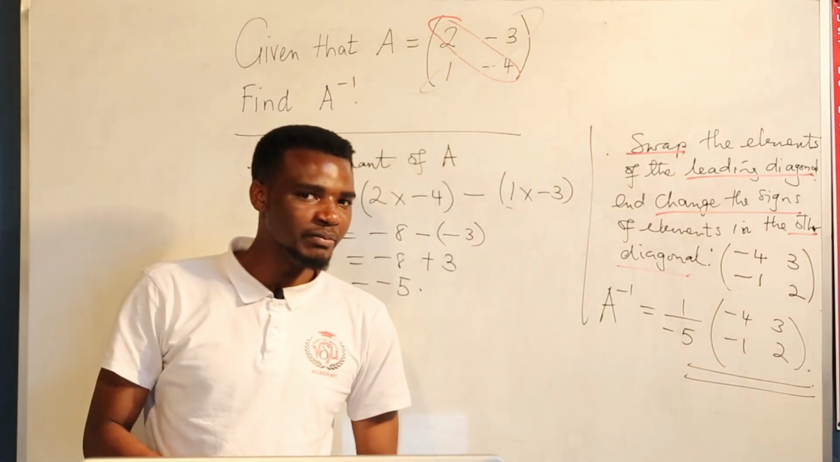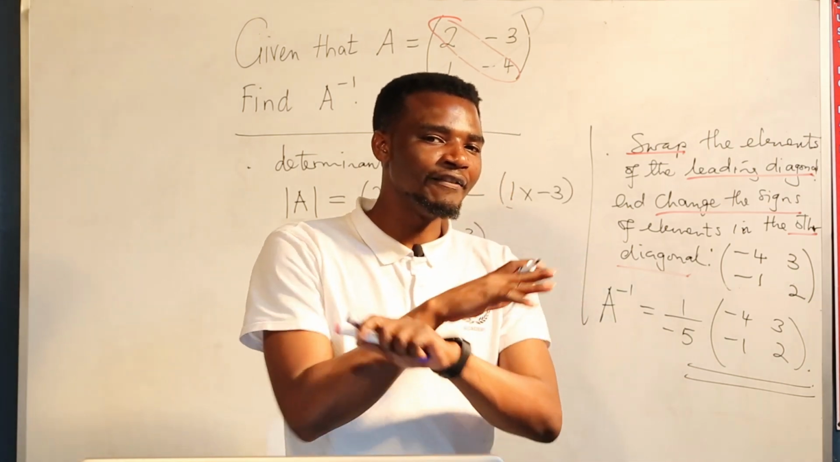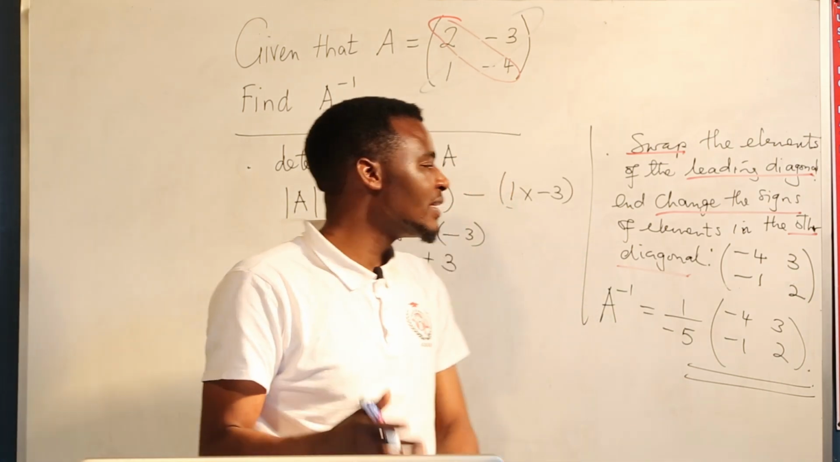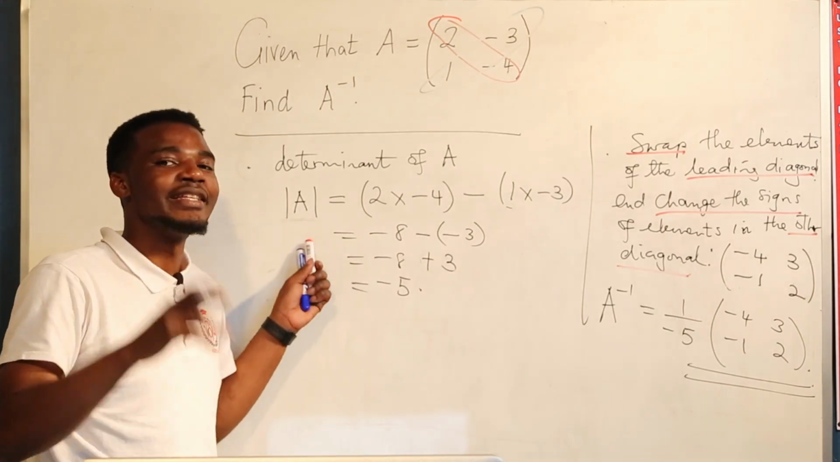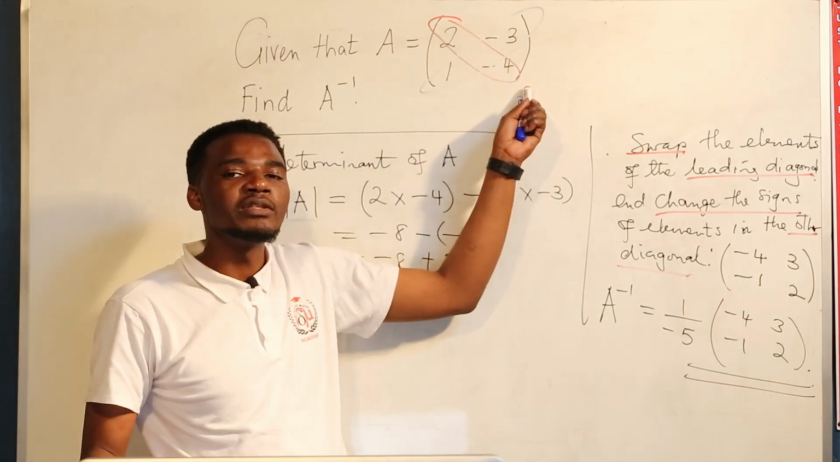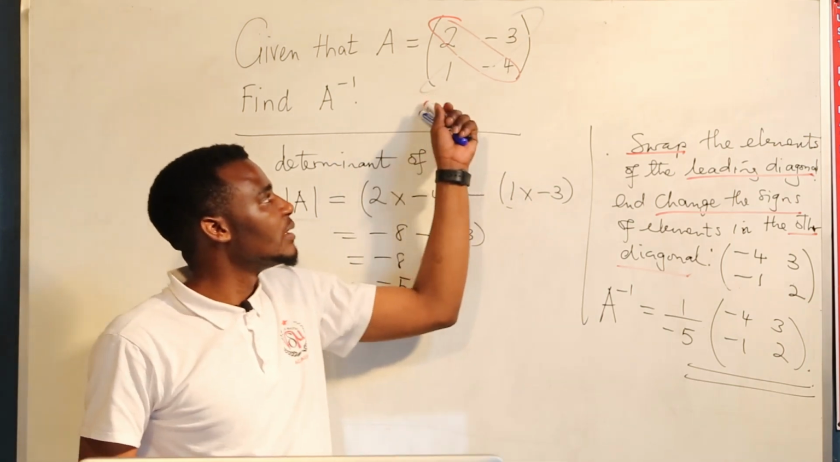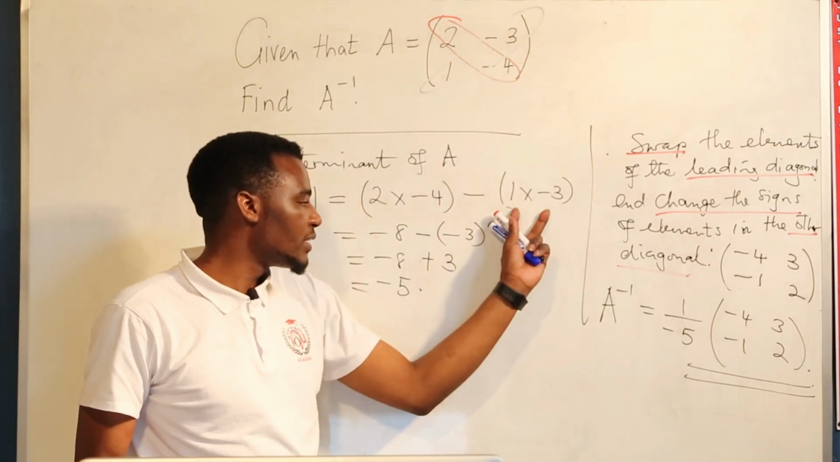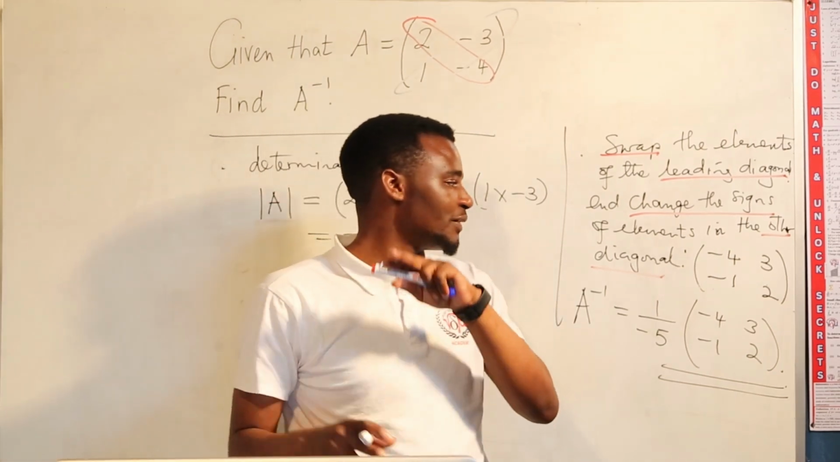This is very, very simple. Calculating the inverse of a 2 by 2 matrix is very, very simple. Bear in mind, when you're calculating the inverse of a 2 by 2 matrix, the first thing is to calculate the determinant. The best way to calculate the determinant is to find the product of the elements of the leading diagonal, put that product down, minus the product of the elements in the other diagonal, put that one down, and then simplify and get the solution.